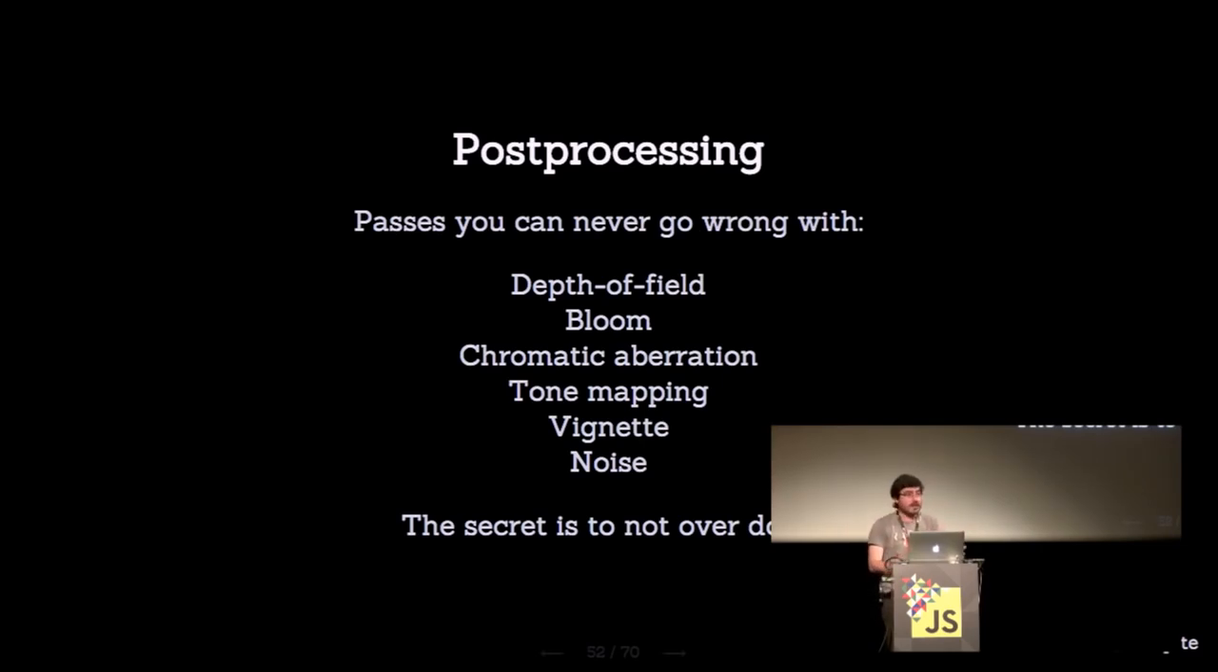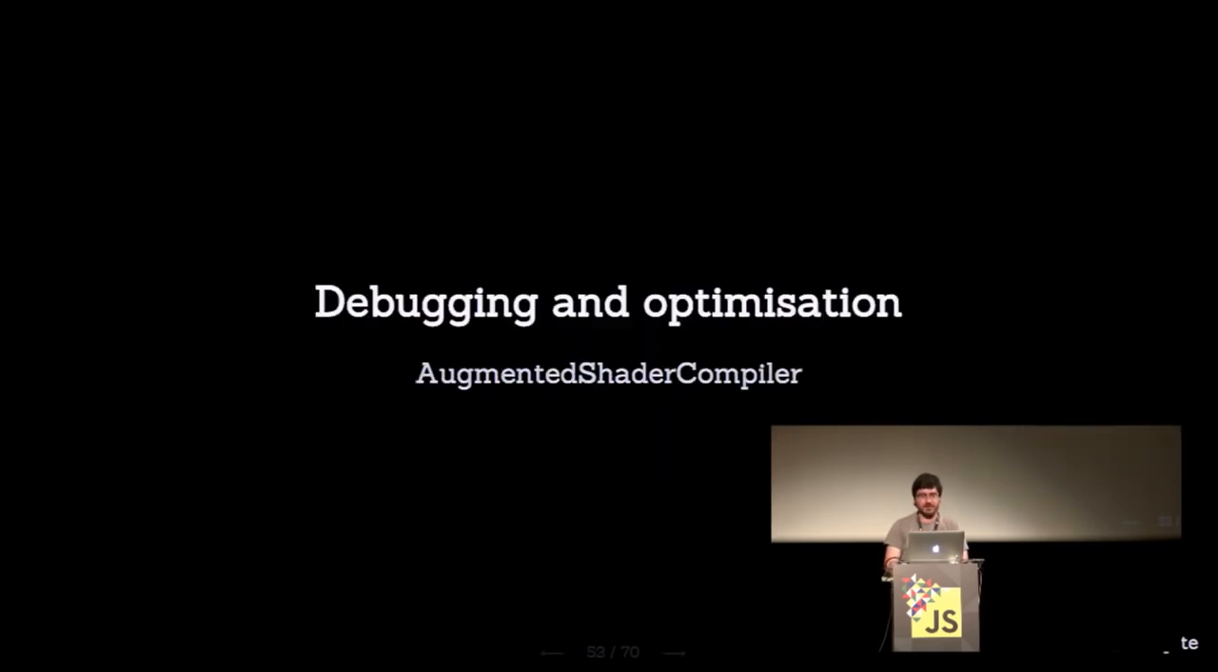Noise, it's interesting that we want to have the best looking CGI image, but actually adding noise makes it more real in our eyes. So basically the secret is to not overdo it. Everything has to be subtle. We know as developers that when we have something, we want to show it, but subtlety is the key with this kind of effects.